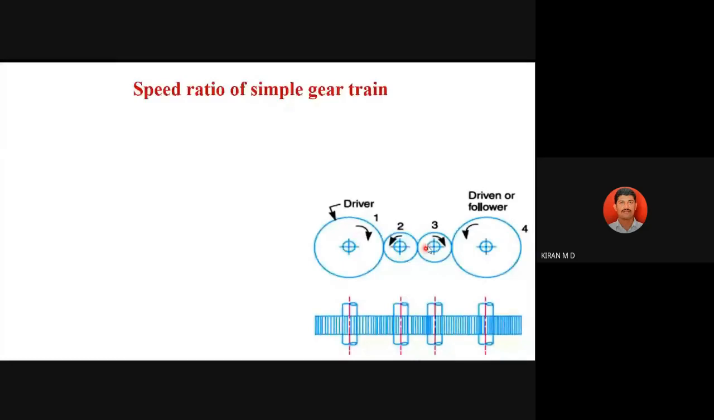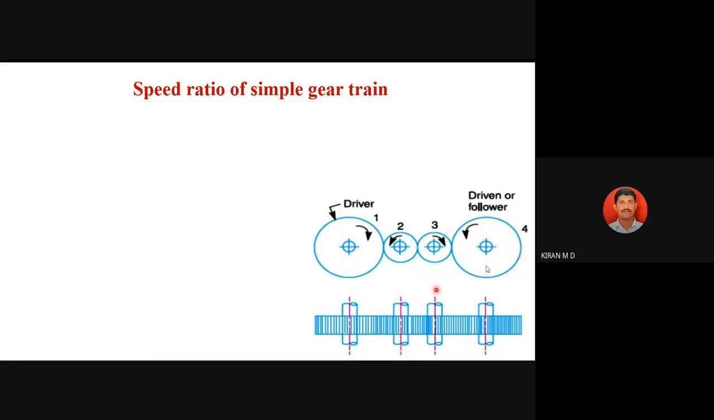In the last class also I told you, you can observe in this figure also, when we have an even number of intermediate gears, here two intermediate gears, the driver and driven will rotate in opposite direction. If there is only one, what will happen? The driver will rotate in clockwise direction, this intermediate gear will rotate in counterclockwise direction, then the driven will rotate in clockwise direction. Which means when we have an odd number of intermediate gears, the driver and driven will rotate in the same direction.